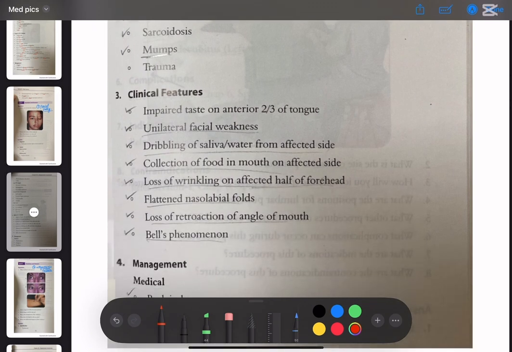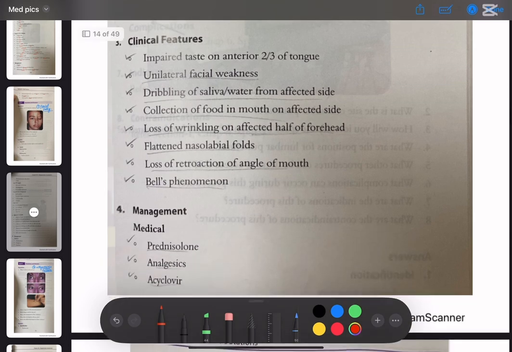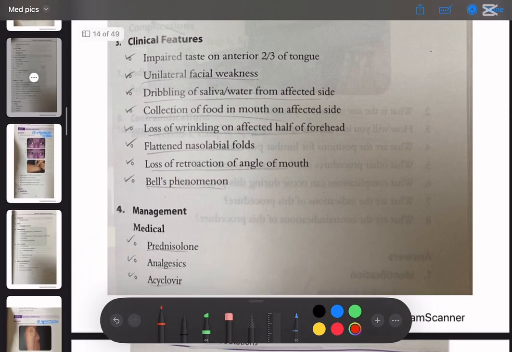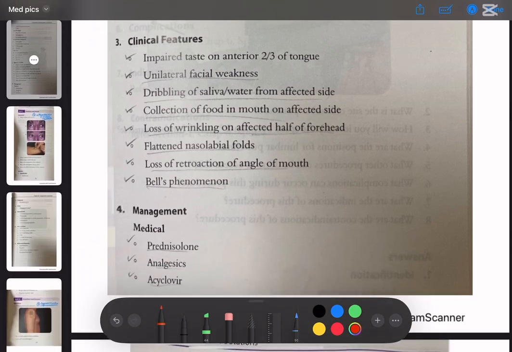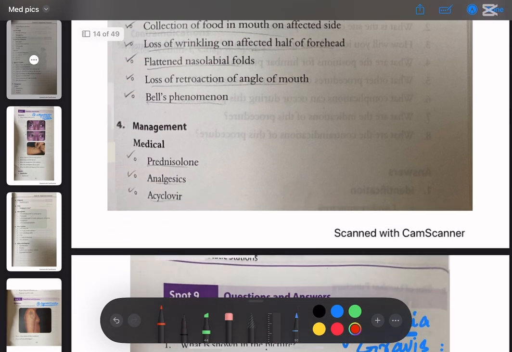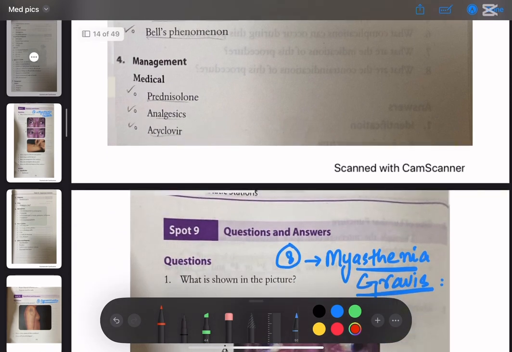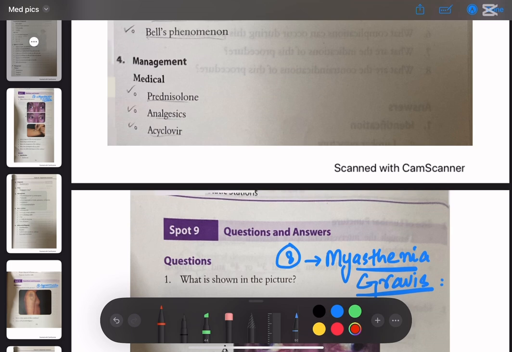And these are the clinical features. There will be impaired taste, unilateral facial weakness, dribbling of the saliva, collection of food in the mouth on the affected side, loss of wrinkling on the affected half of the forehead, flattened nasolabial folds, loss of retraction of the angle of the mouth, and Bell's phenomenon. And the management is medical: prednisolone, analgesics, and acyclovir are given.